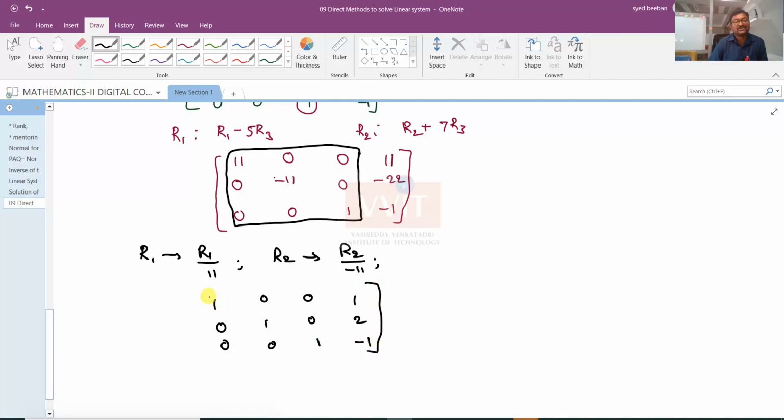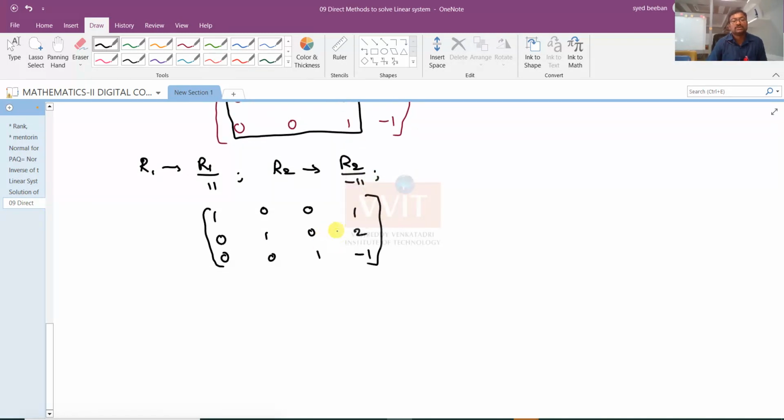So in the last column, whatever we have, this is 1, 2, minus 1. This will be taken as x, y and z. So this is the value of x, this is the value of y, this is the value of z. Therefore the solution is x equals 1, y equals 2, z equals minus 1. That's the solution. Hope you connected to this.